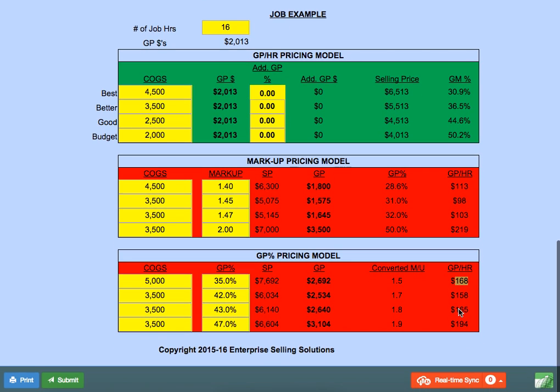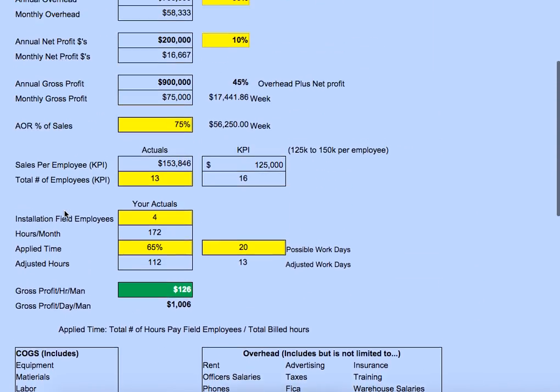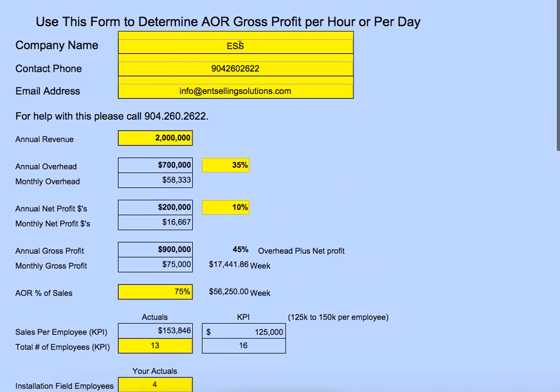So you can play with this. You can submit this to us. It will come directly to us. If you want to call us, we can walk you through it. You don't have to put your company name on it. Just put your email address so we can kind of know if you want to keep it confidential.